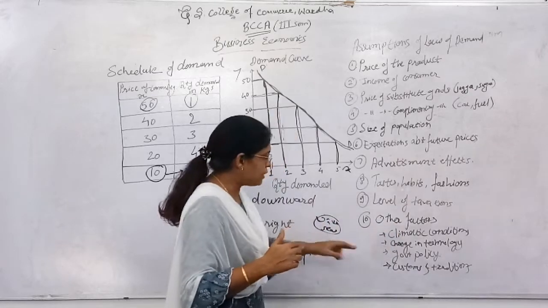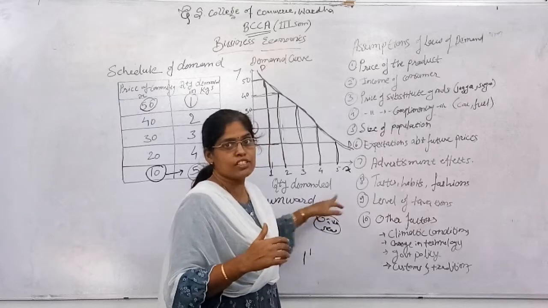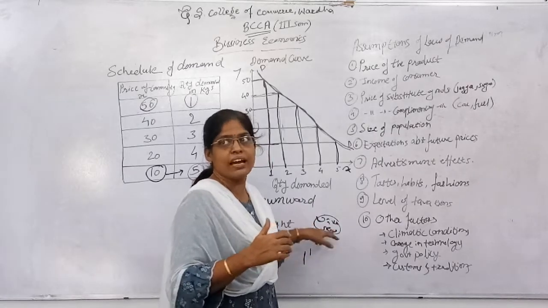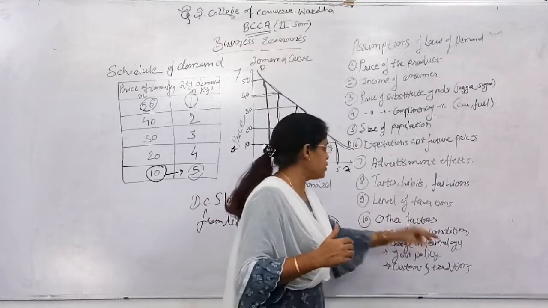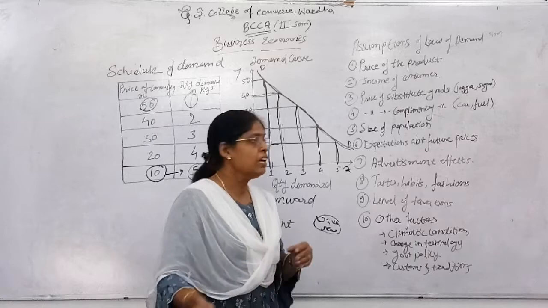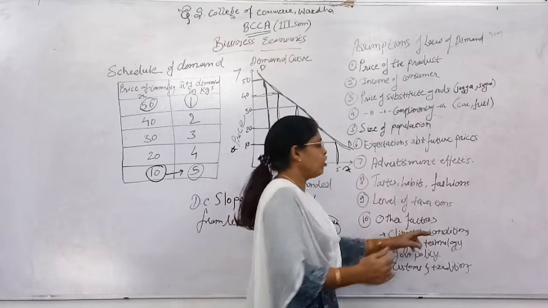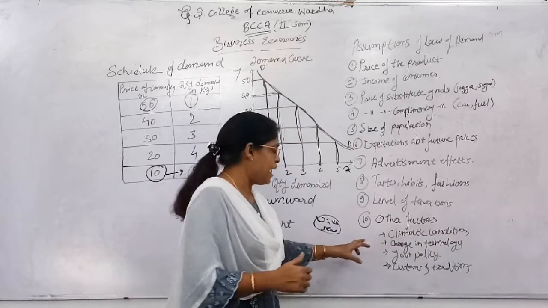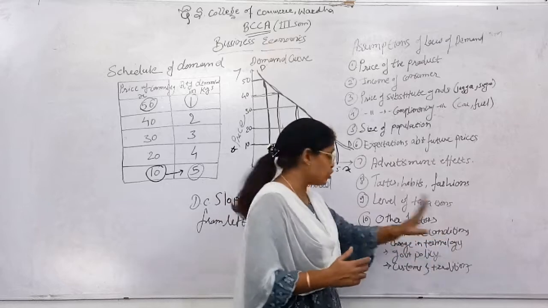Now other factors. What are these other factors? Climatic conditions. Just now we discussed winter season, summer season, ACs, coolers and other products, so this comes under climatic conditions. Then change in technology. Technology is changing every day. We are getting different electronic products with high technological changes, and the law of demand plays an important role in change of technology.